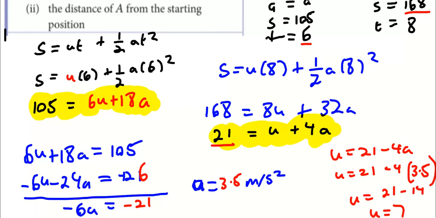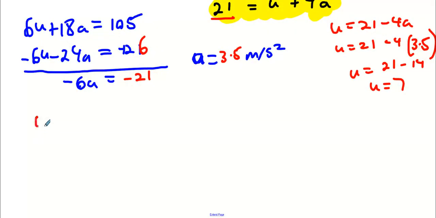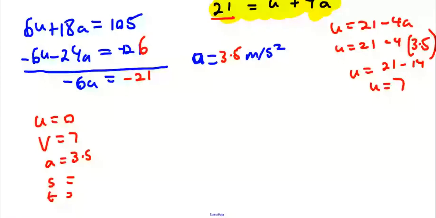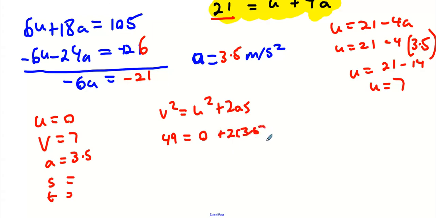All right. The distance of A from the starting position. Well, that's not so bad because you know you start at 0. You know your velocity as you pass A is 7. You know your acceleration is 3.5. You want the distance, yeah? I go for V squared equals U squared plus 2AS, if you want it in one go. 49 equals 0 plus 2 times 3.5 times s. 49 equals 7s. S equals 7 meters.